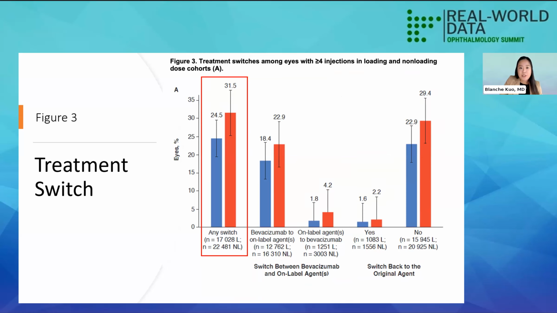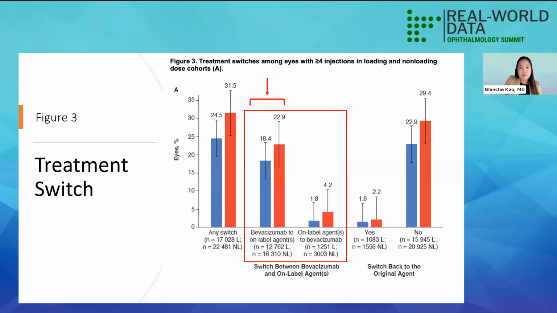We also examined treatment switch, looking at eyes who had received at least 4 injections, and saw that eyes without loading doses were more likely to switch treatment agents than those who did. Among eyes who switched agents, it was more common to switch away from Avastin to other FDA-approved agents for both cohorts.